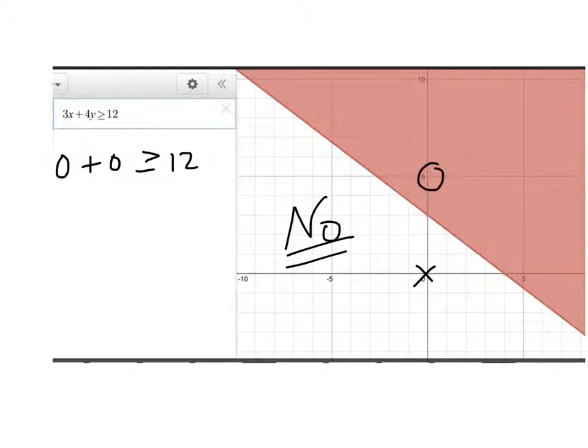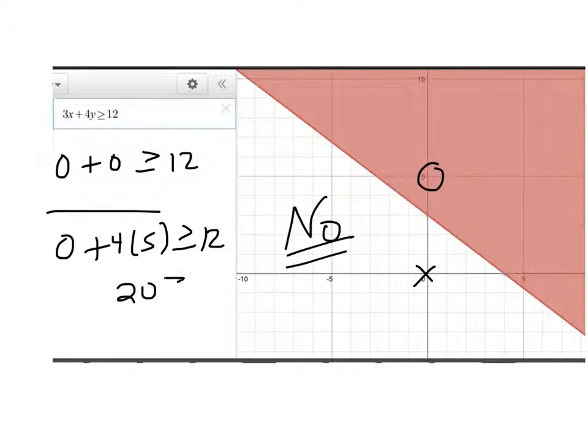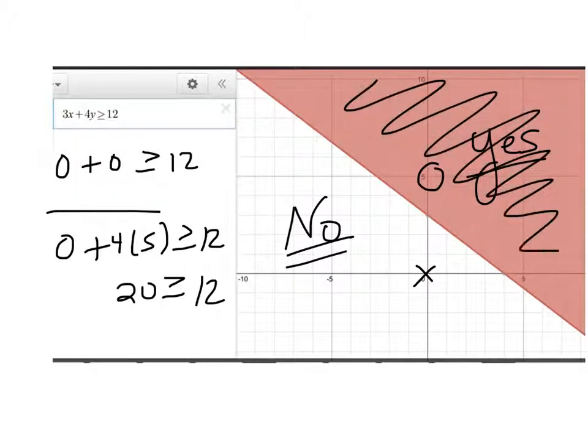Let's find a point here. How about 0, 5? So let's put in 0 plus 4 times 5 is 20, greater than or equal to 12. Is 20 greater than or equal to 12? Yes. So this pink side is our yes side, and that's why Desmos shades this in automatically. So you might show it on your graph with just a little bit of shading. And keep in mind, the boundary line here is the line 3x plus 4y equals 12, which is where you always have to start.